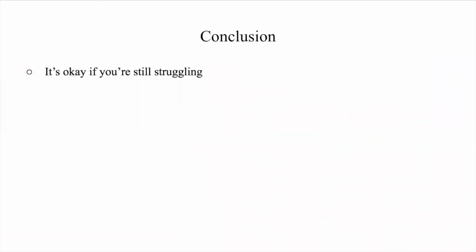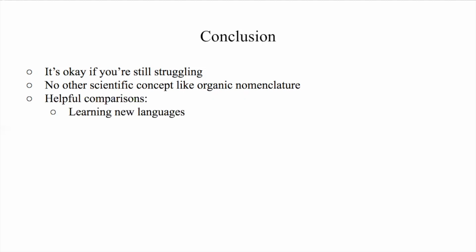We did it! At this point, you may still be struggling with organic nomenclature. That's okay. This is probably one of the hardest things to understand in all of organic chemistry, simply because there's no other chemistry or science topics like it. However, I've personally found that it helps if I think of orgo nomenclature like learning a new language. Other metaphors that may do you well include putting together a puzzle or decoding a message.